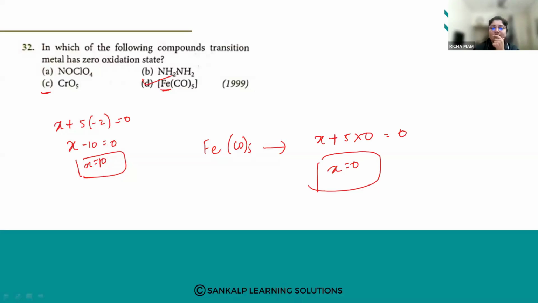Option number D. Yes, Sri Varuni and Lubna have answered it correct. So option number D is the correct answer. The compound that has the zero oxidation state is option number D.